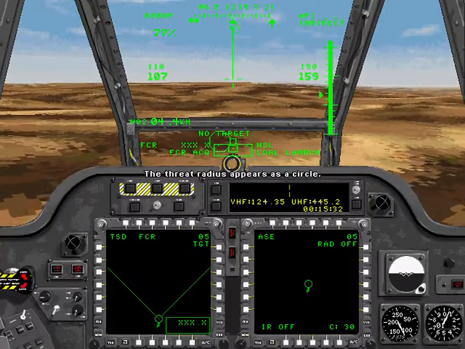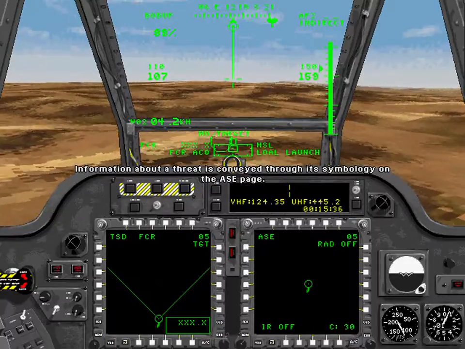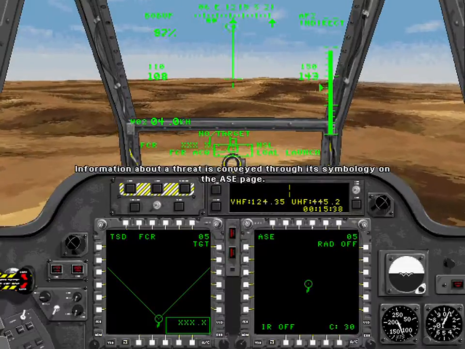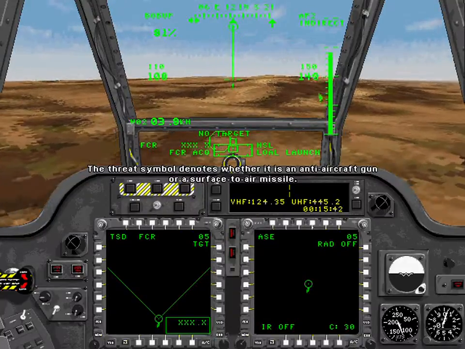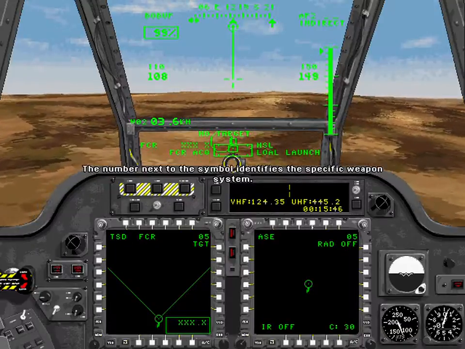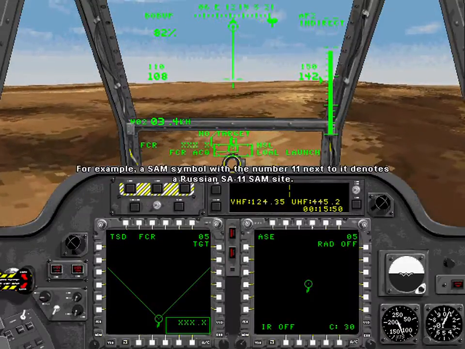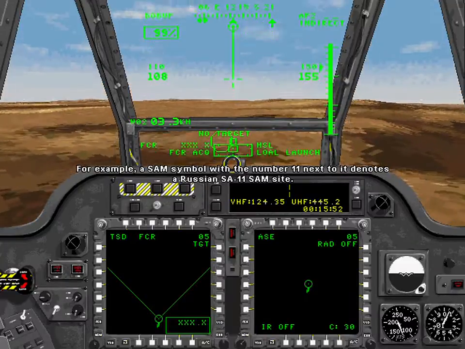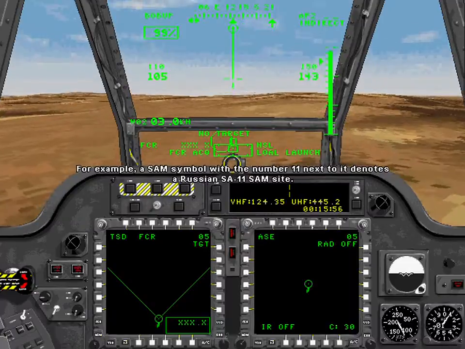The threat radius appears as a circle. Information about the threat is conveyed through its symbology on the ASE page. The threat symbol denotes whether it is an anti-aircraft gun or a surface-to-air missile. The number next to the symbol identifies the specific weapon system. For example, a SAM symbol with the number 11 next to it denotes a Russian SA-11 SAM site.